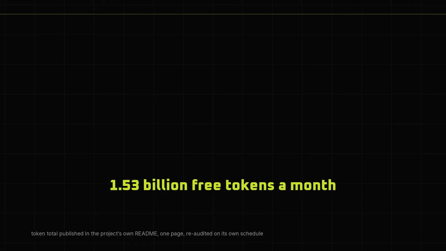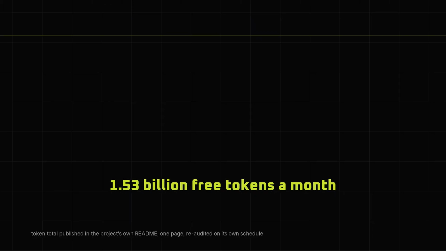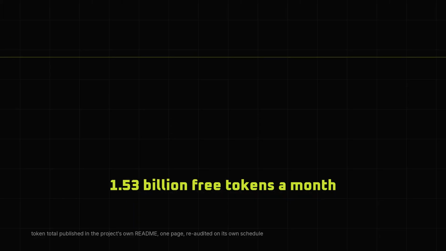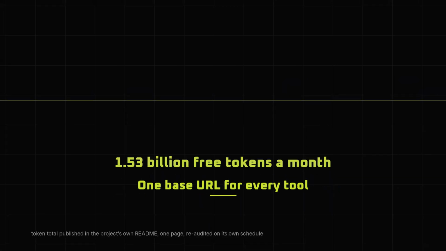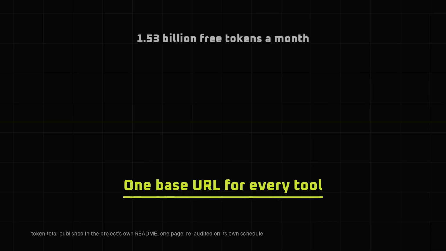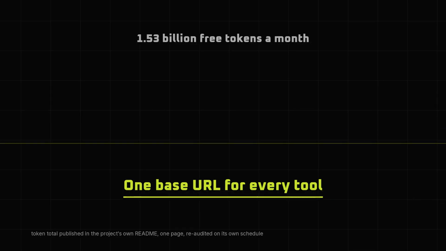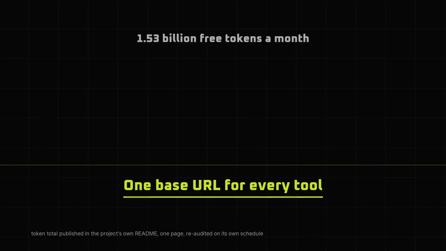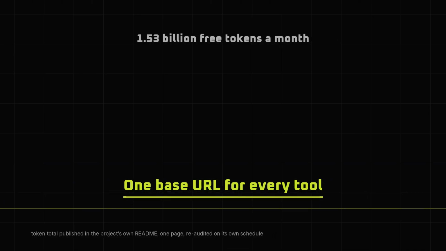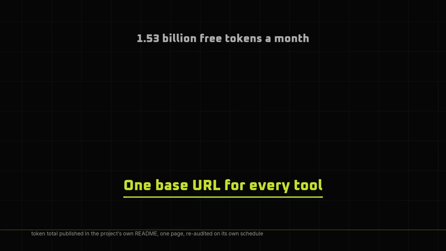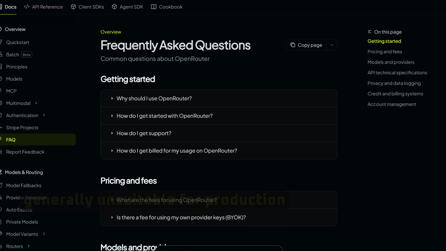At the time of recording, OmniRoute advertises about 1.53 billion free tokens a month, pooled across every free tier it can reach. In front of all of it sits a single base URL, and every AI IDE or CLI you own is pointed at that one address. That total is re-audited every 2 weeks, and it can go down as easily as up.